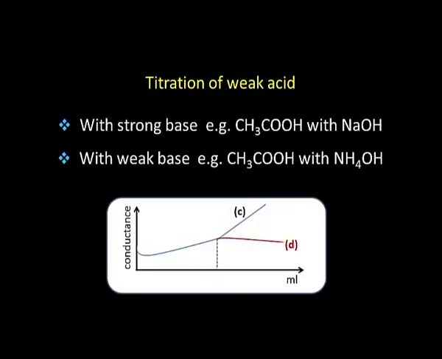Here you can see that initially the conductance increases, and then in the first case when we are using NaOH, the conductance after the equivalence point increases, as we have shown in the curve C here. But in the case D, that is when we are titrating weak acid with weak base, the conductance increases, but at the equivalence point it then again starts decreasing, as we have shown in curve D.